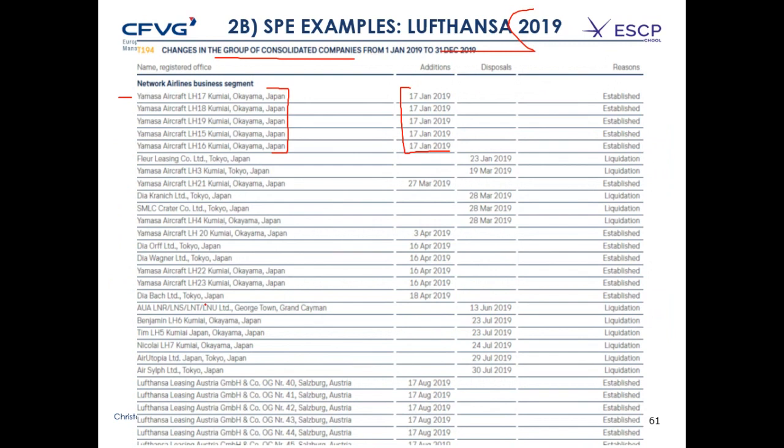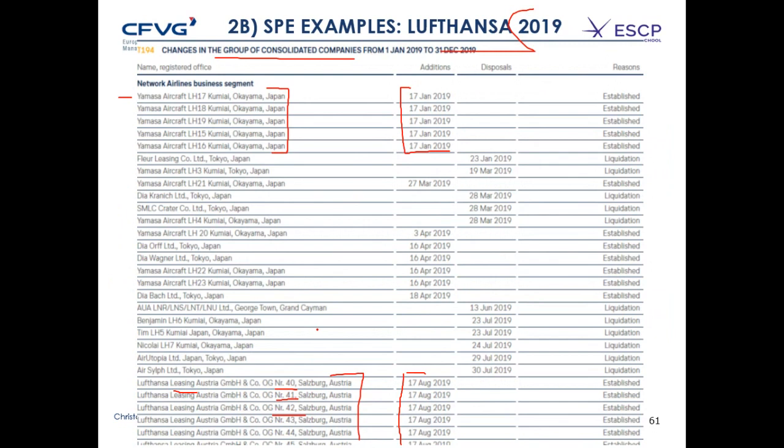You see here we have several companies incorporated on August 19. They're all located in Austria. And you see they have the name leasing number 40, number 41, number 42. That means Lufthansa is doing this so often that they run out of ideas how to name it. And that's why they just give it numbers.